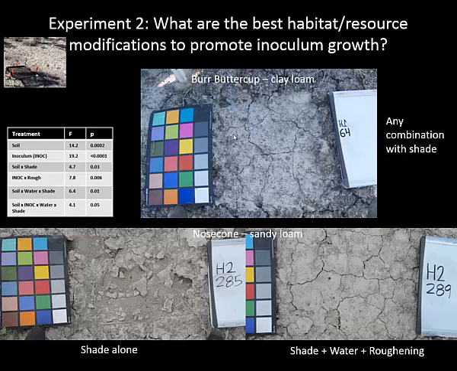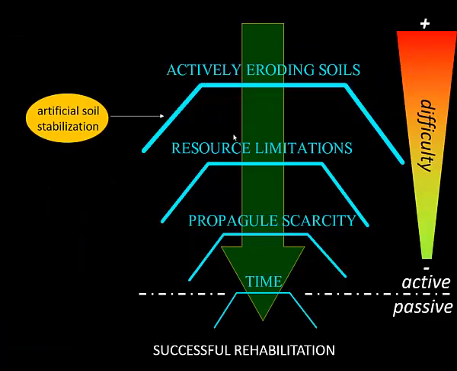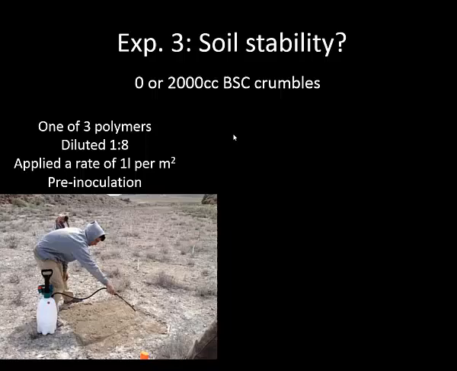It can be really nuanced. Okay, so the third experiment we wanted to address was artificial soil stabilization. There's a lot of research that's been done on this, and so we wanted to try some things that had been done already and look at not only do we stabilize the soil, but can we do things that would promote Biocrust at the same time? And so we tried a bunch of things.